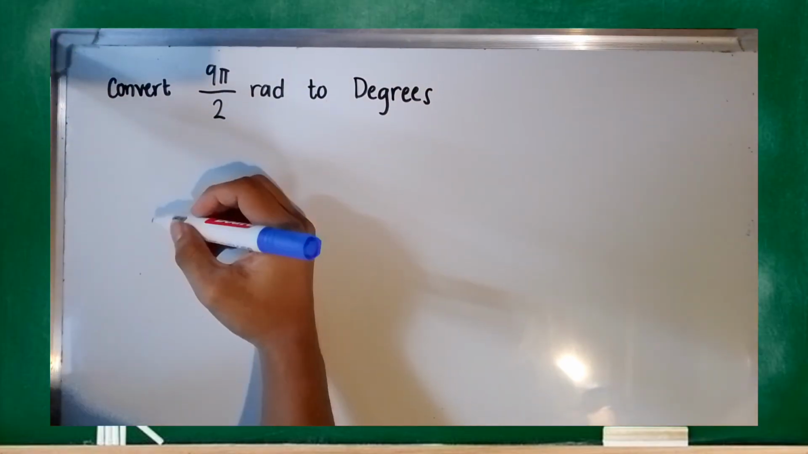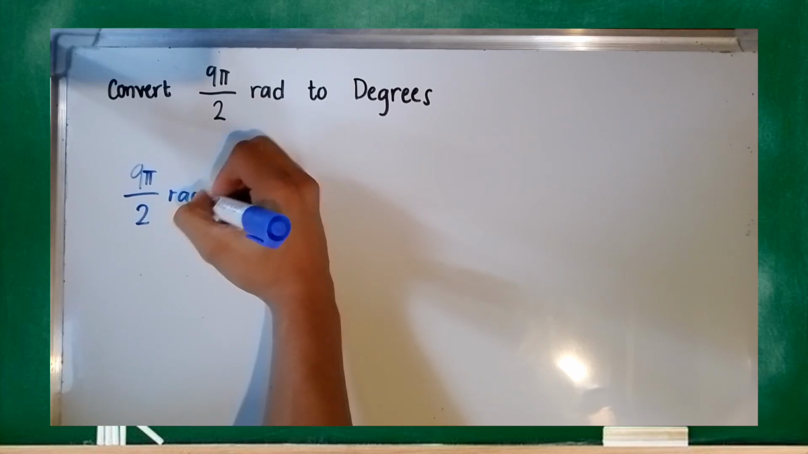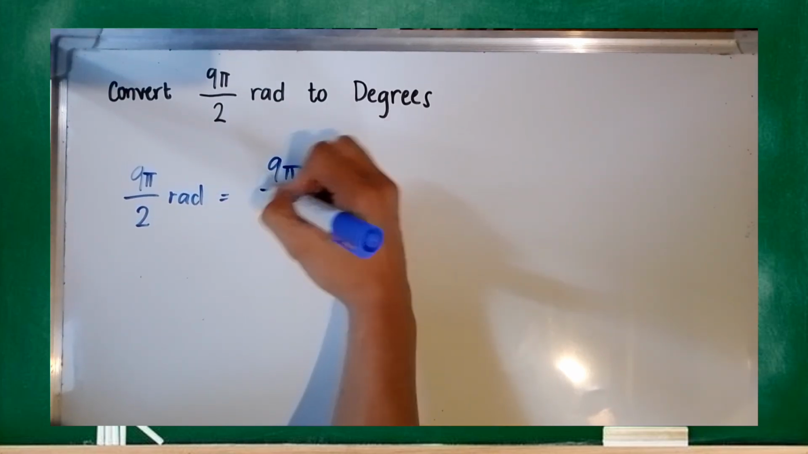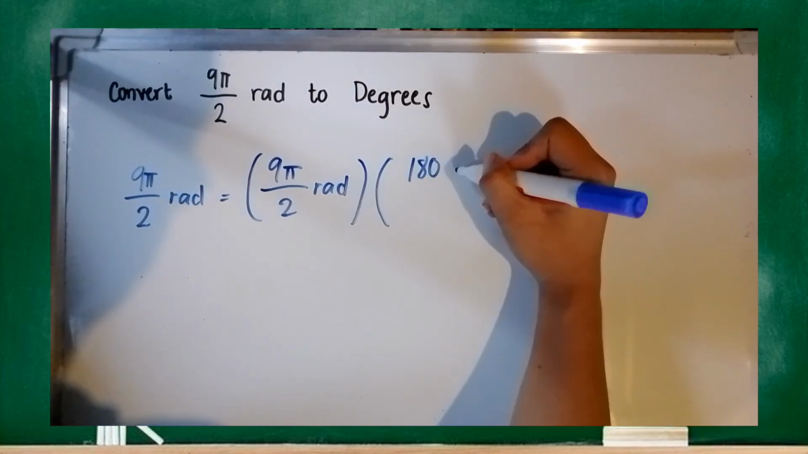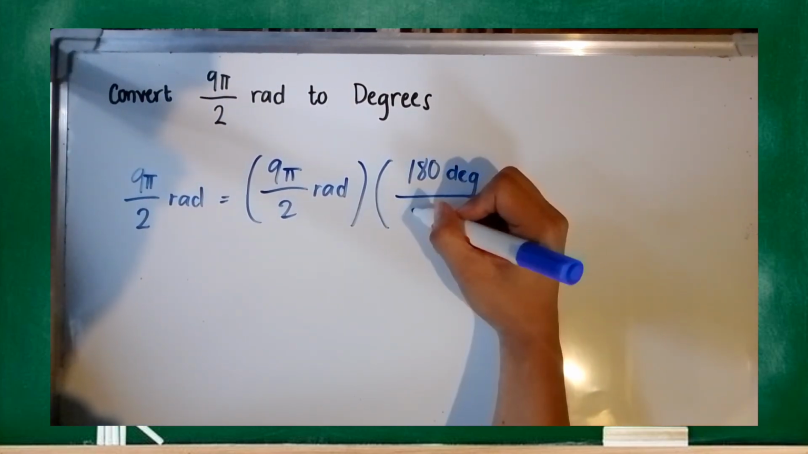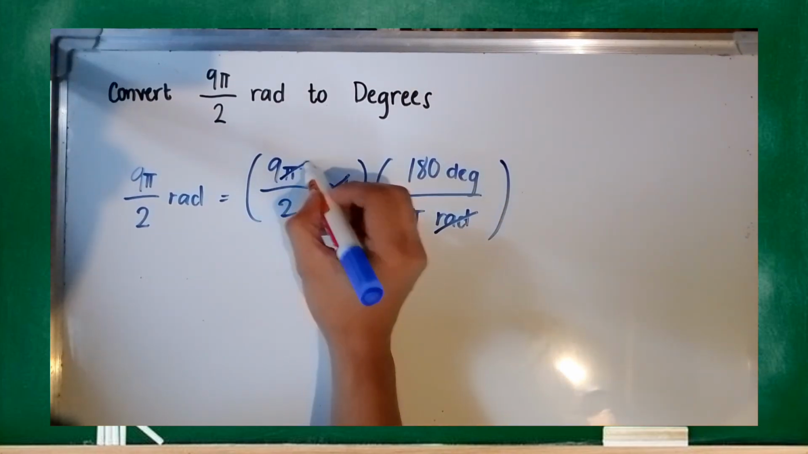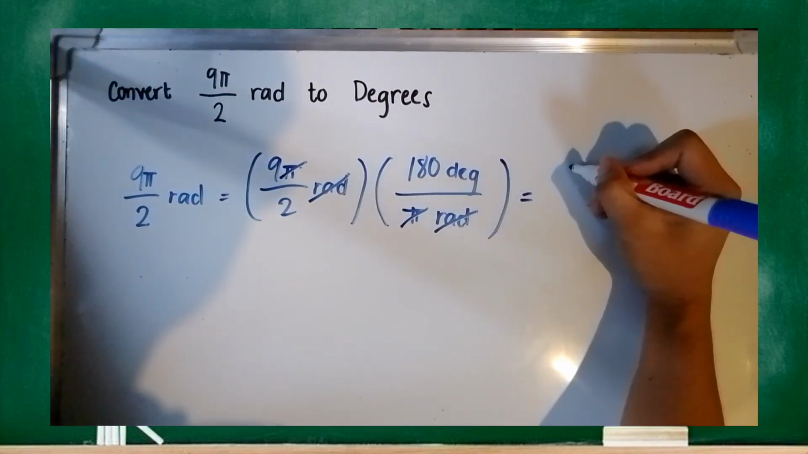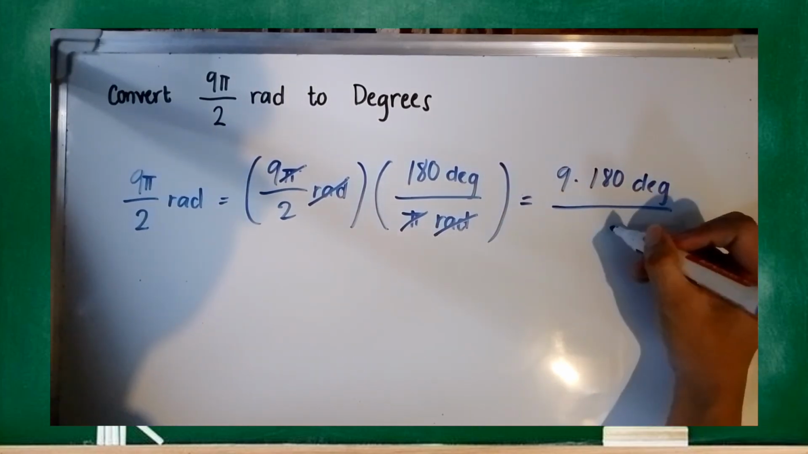How about converting radians to degrees? Convert 9 pi over 2 radians to degrees. Step 1. Use the formula and substitute 9 pi over 2. Step 2. Cancel out pi and radian, since pi and radian appear in both the numerator and denominator. Step 3 is to multiply and divide.